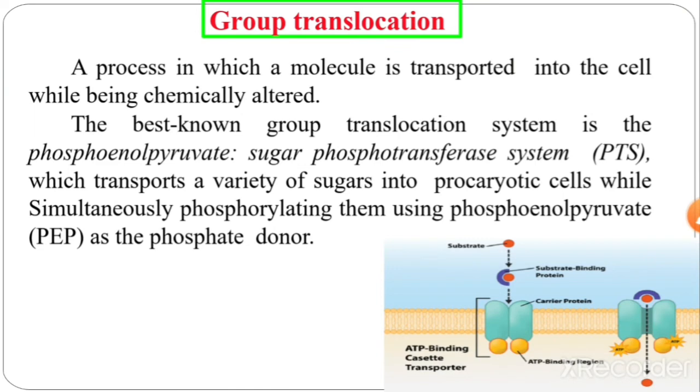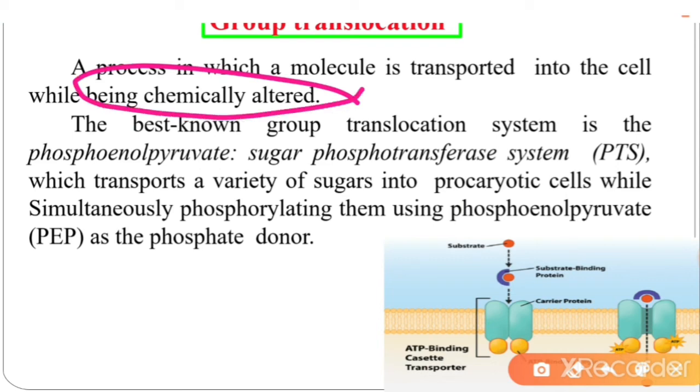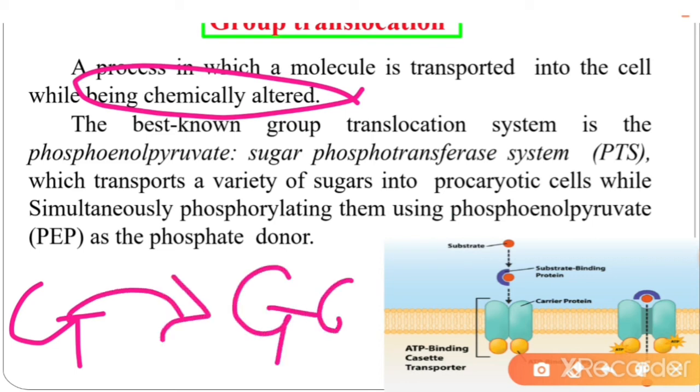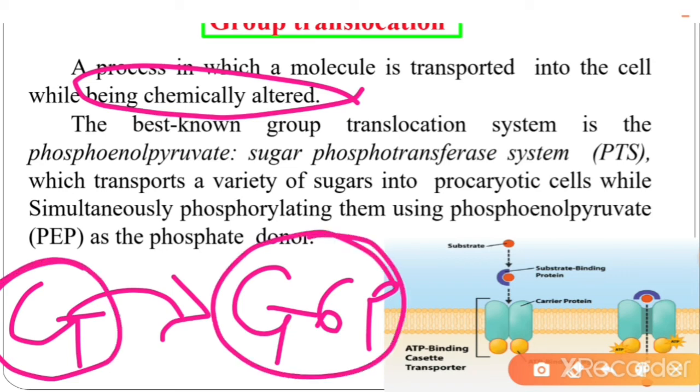Group translocation. This is a process in which the molecule transferred into the cell is chemically altered. For example, we can take glucose. When the glucose is outside the cell, it is glucose. When it comes inside the cell, it becomes glucose 6-phosphate. The chemical structure of the original glucose is changed into glucose 6-phosphate. This is known as group translocation, where by the addition of a single group the original chemical structure is changed.